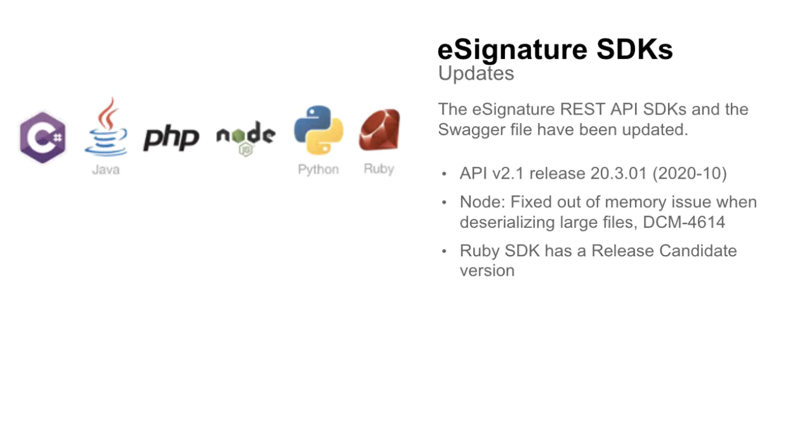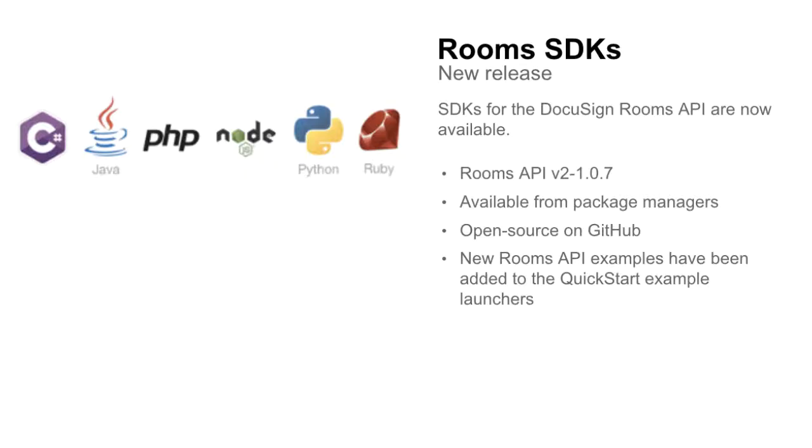That's bug report DCM-4614. DocuSign Rooms updates. SDKs for the DocuSign Rooms API are now available. The SDKs implement the Rooms API version v2-1.0.7. The SDKs are available from package managers. They're open source. See the repositories on GitHub. We've also added new Rooms API examples to the Quick Start example launchers.